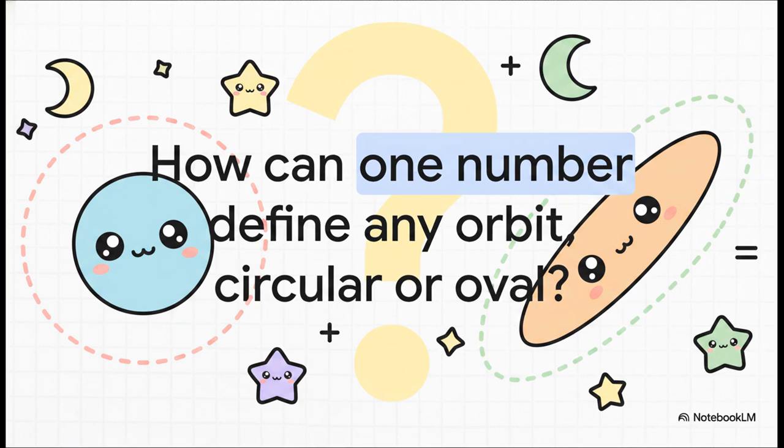Yeah, I know what you're probably thinking. How can one number possibly define all these different orbital shapes? I mean, you've got perfect circles, and then you've got these long, stretched out ovals. It just doesn't seem possible. Well, let's break it down, starting with the simple geometry.